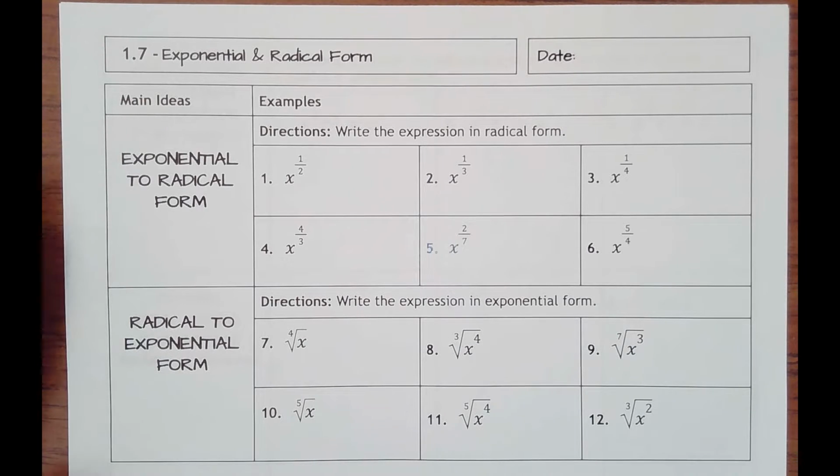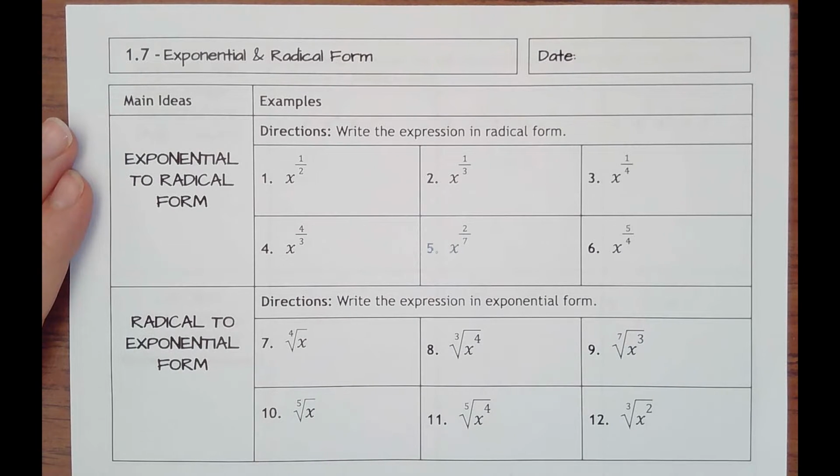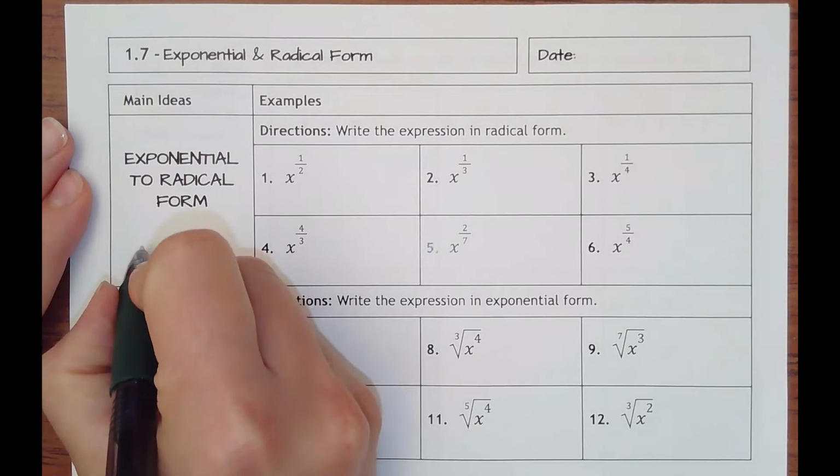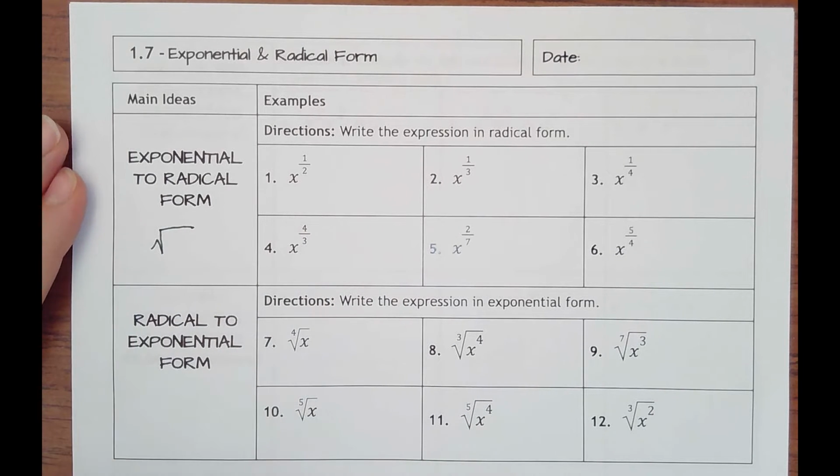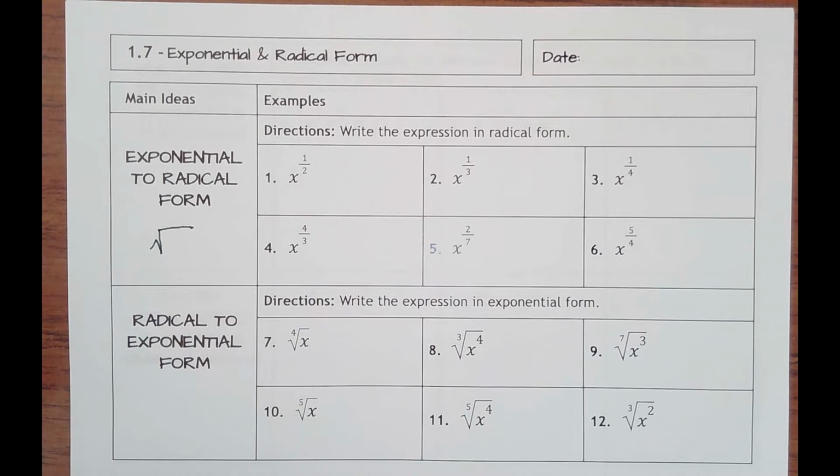This is lesson 1.7. We're going to learn about exponential and radical form. First of all, we need to know that a radical is this symbol. We call it a square root. But what we need to know is it's not always a square root. There's cube roots, there's fourth roots, there's fifth roots.